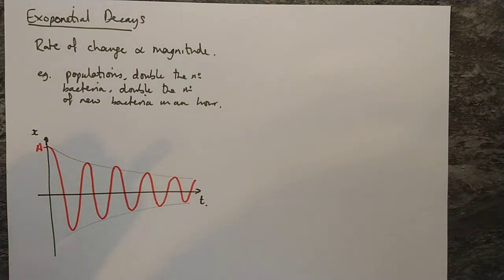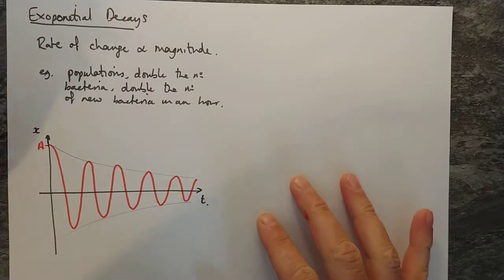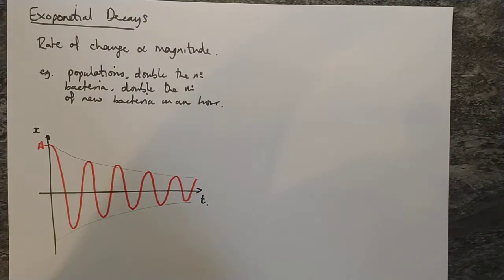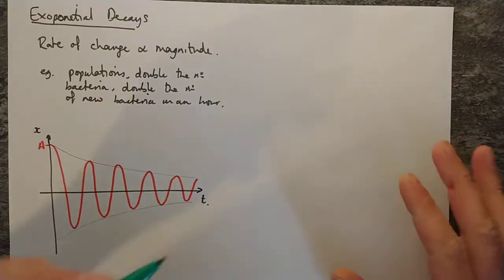Now, as the other video I put a link to indicated, the time period stays approximately the same for a lightly damped oscillator. So what we want to do is show, is this an exponential decay or not? There are two different ways of doing this, and I'll show you the first way. The first way is that it loses an equal proportion of its magnitude in equal periods of time.